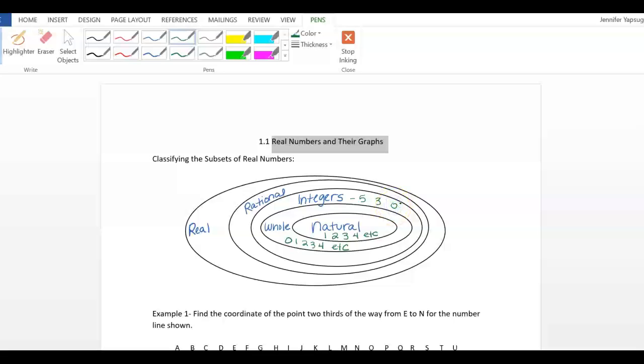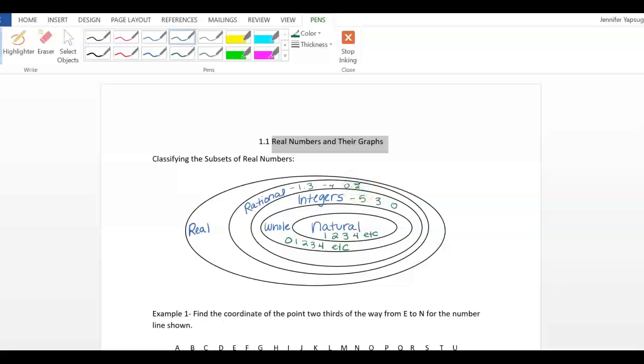And then your rational numbers include decimals now. So you could have a -1.3. You could have a -4. You could have 0.2 repeating. So those would be examples of rational numbers.